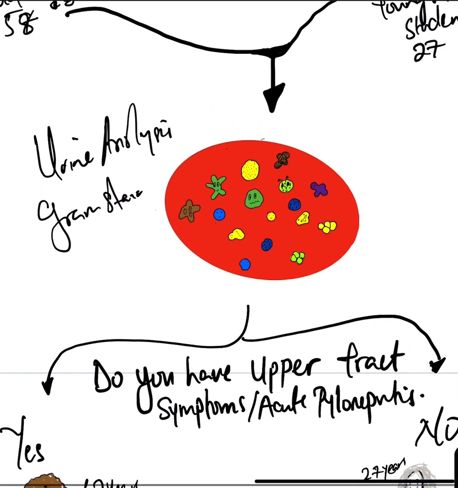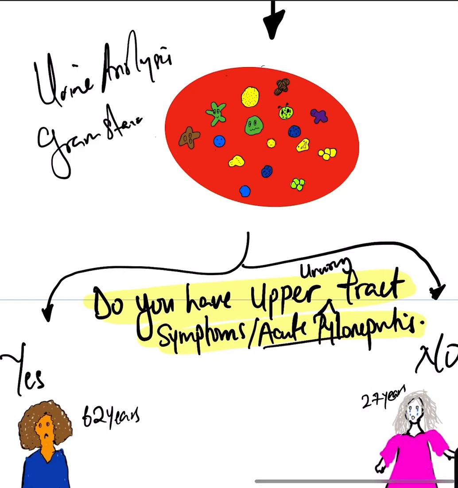And then we ask them this question: do you have upper tract symptoms, like the upper urinary tract symptoms? So what are the upper urinary tract symptoms? These are symptoms of acute pyelonephritis. These include flank pain, that's like back pain, fever, nausea, vomiting, and malaise.